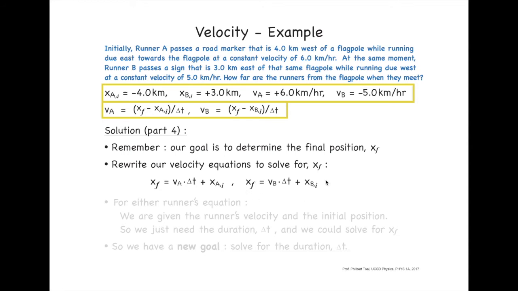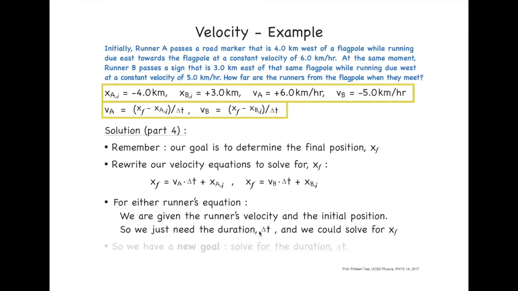We do the same thing for the second equation for runner B: xf is equal to vB times delta t plus the initial position for Bob. So for either of the runners' equations, we are given the runner's velocity, and we know the initial position. So we just need the duration. And if we had the duration, then we could solve for xf.